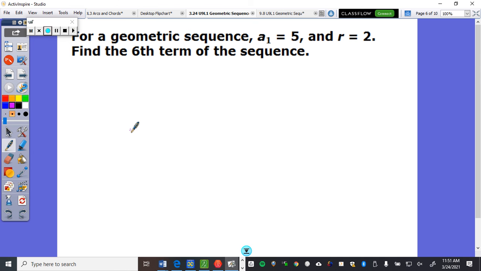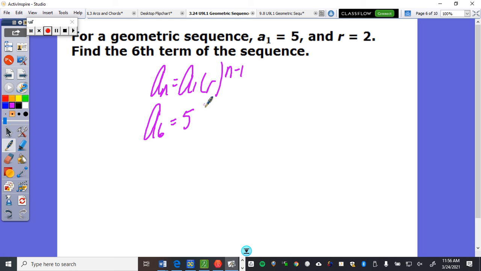All right, I want you to do this one. Find the 6th term in the sequence. Back to this for a second. The rule was a sub n equals the first term times the ratio to the n minus 1. We are looking for the 6th term. The first term is 5, the ratio is 2, and we have to the 6 minus 1 power. What do we get? 160? Is that what y'all got?